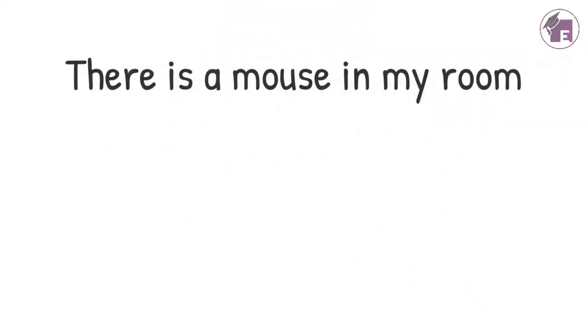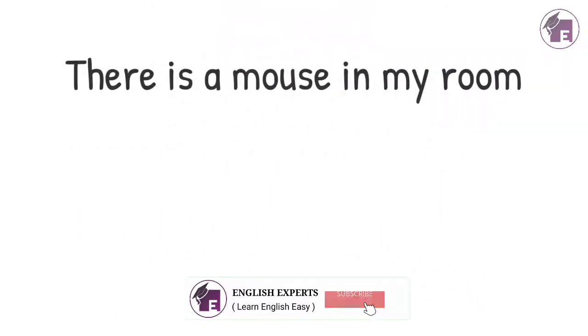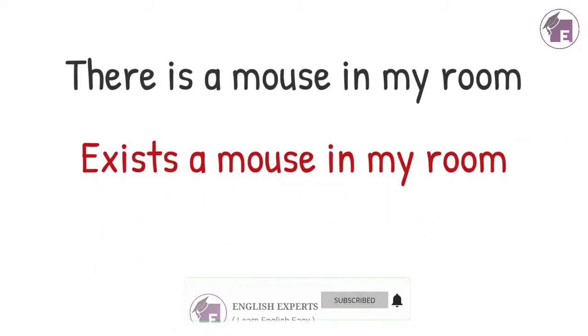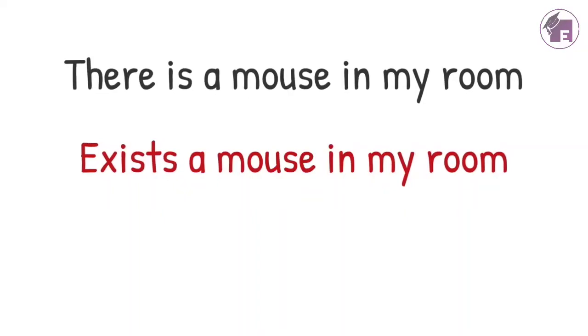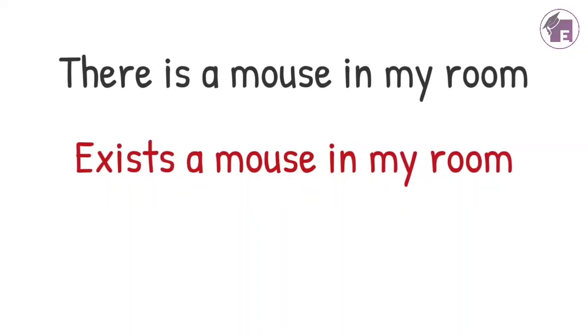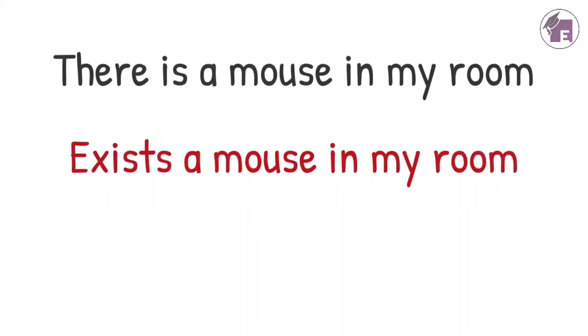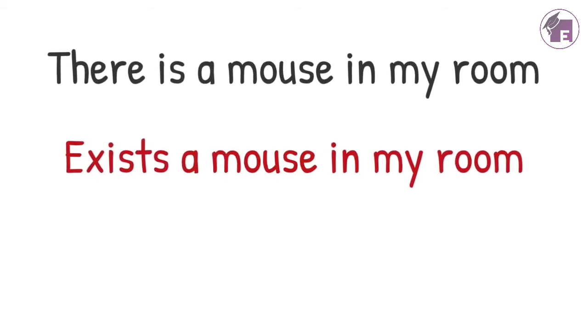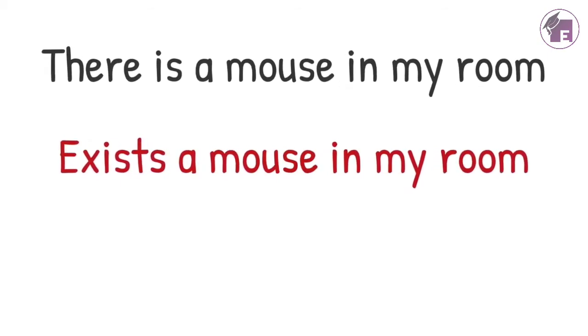The most accurate translation of the phrase there is is "exists." There is a mouse in my room translates as "exists a mouse in my room." We don't describe the mouse. We only say that it exists in the room. Nothing else.